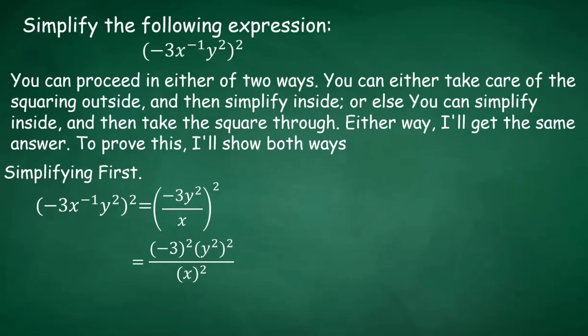And our denominator is x to the negative 1. So the exponent of x is 1, then multiply 1 and the power of 2. And simplify again. Negative 3 squared is equal to 9, and y squared raised to the power of 2 is equal to y raised to the power of 4 over x squared. So our final answer is 9y raised to the power of 4 over x squared.